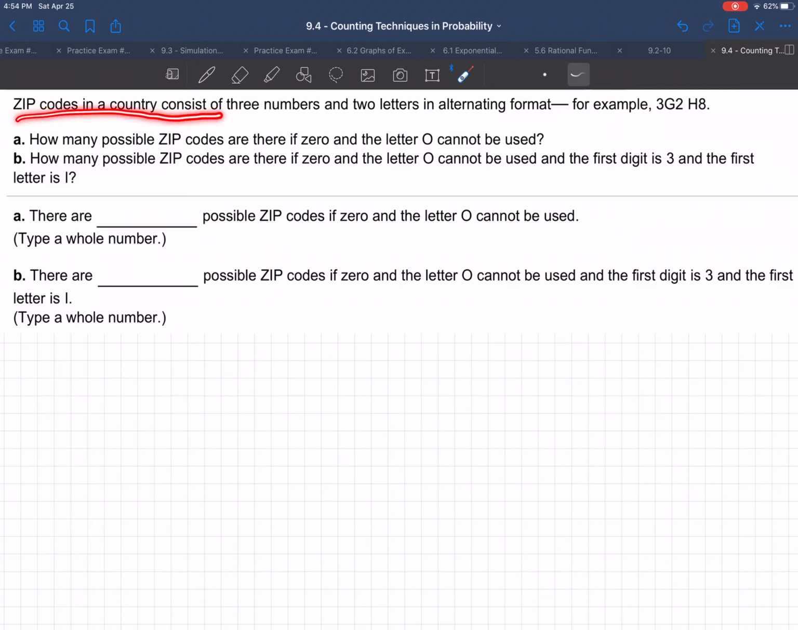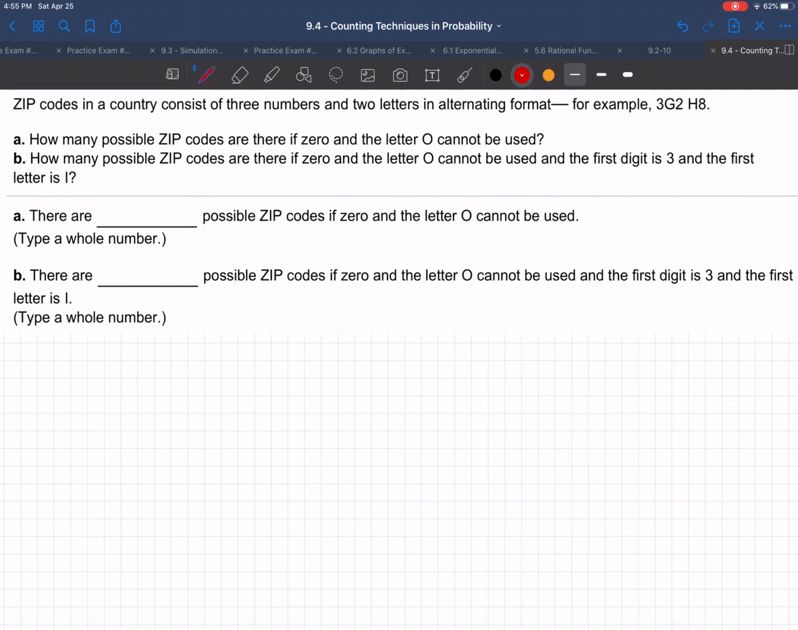Zip codes in a country consist of 3 numbers and 2 letters in alternating format. For example, 3G2H8. See how the letters and the numbers go back and forth, they alternate? So how many zip codes are possible? Well, how many possible zip codes are there if 0 and the letter O cannot be used? Suppose they don't want you to use 0 or the letter O.